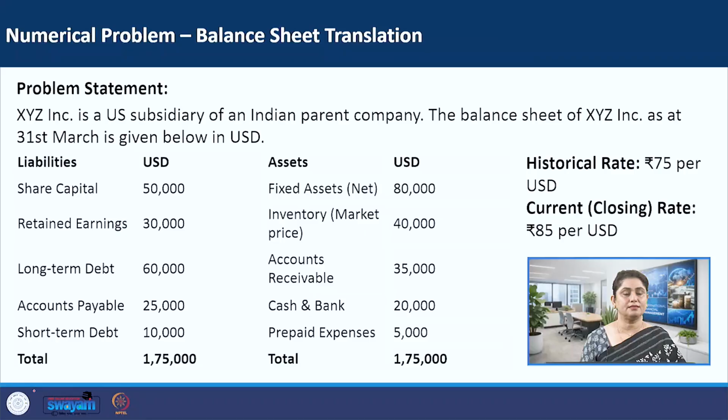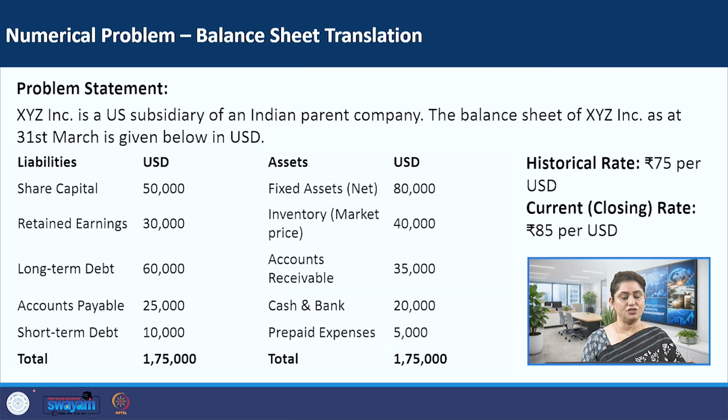We have been given this numerical problem. In this, there is a US subsidiary named XYZ Incorporation of an Indian parent company. That is, the figures are in USD and we have to convert them into rupees. The balance sheet of XYZ Incorporation as on 31st March is given below in USD.